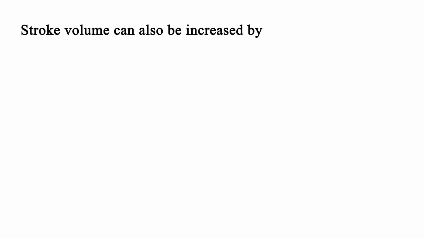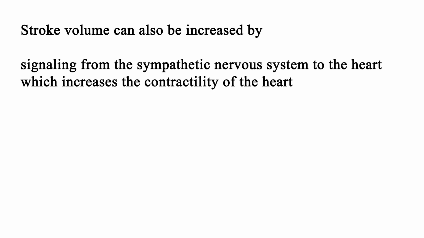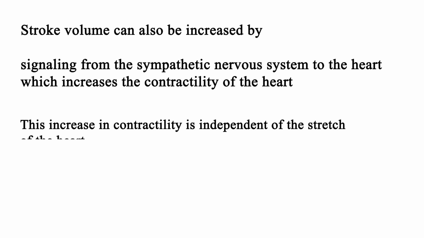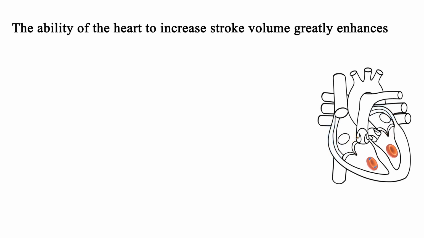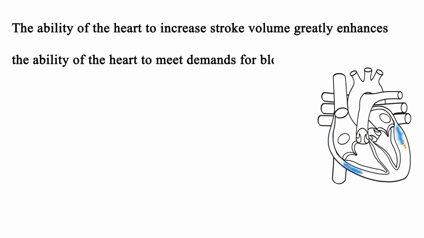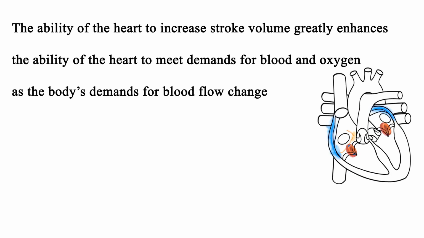Stroke volume can also be increased by signaling from the sympathetic nervous system to the heart, which increases the contractility of the heart. This increase in contractility is independent of the stretch of the heart and is the result of intracellular signaling molecules induced by the sympathetic nervous system. The ability of the heart to increase stroke volume greatly enhances the ability of the heart to meet demands for blood and oxygen as the body's demands for blood flow change.